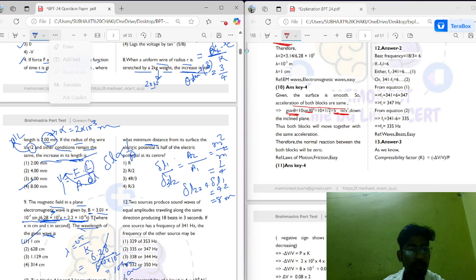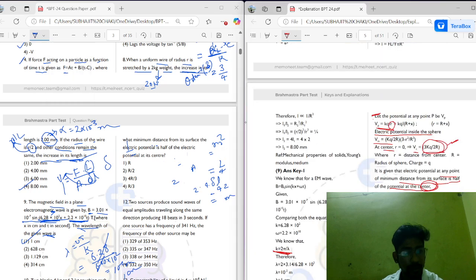So the electric potential at a point at minimum distance from its surface is half of the potential at the center. Not always, it is given here. Therefore Vp is equal to half of Vc, that means half of 3kq by 2r, which becomes 3kq by 4r.